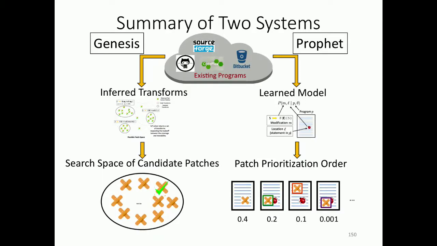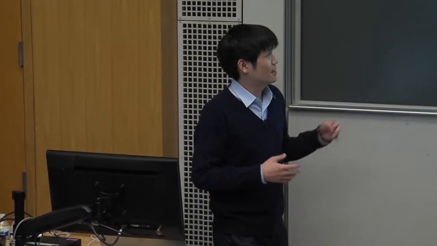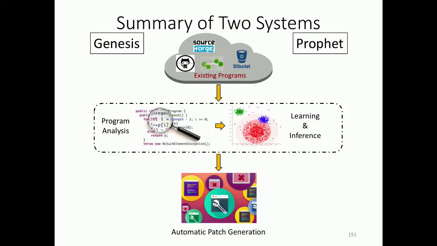Now, having talked about the two patch generation systems I built, I want to view them at a higher level. The common thing about those two systems is that they both learn from past human development effort, namely human patches, and use them to guide the patch generation process. The experimental results here demonstrate the power of the idea of combining program analysis with learning and inference techniques. Automatic patch generation, I believe, is just one example of applying this idea to automate the software development process. I believe there is much more we can do besides patch generation.